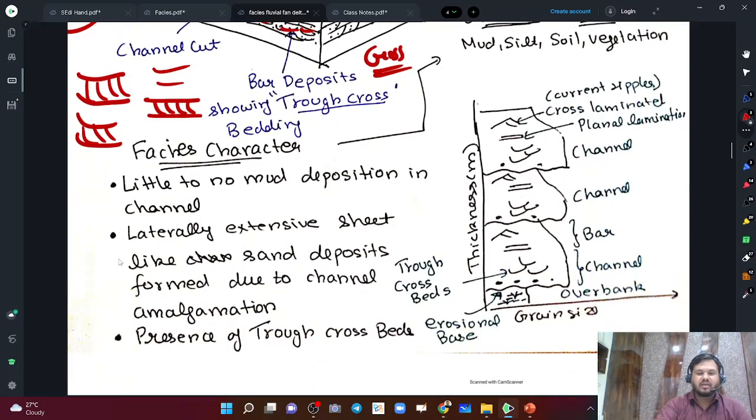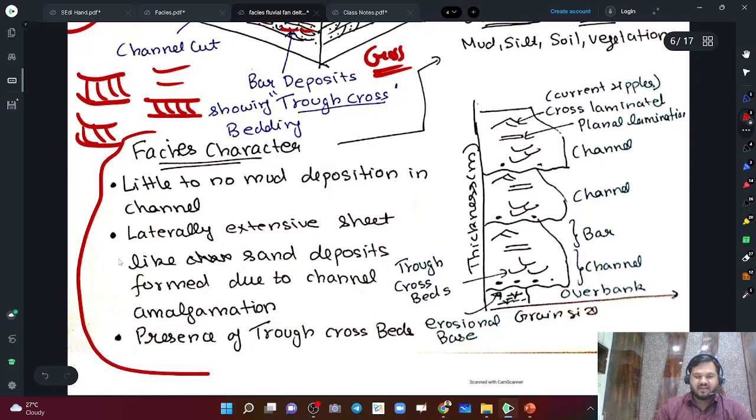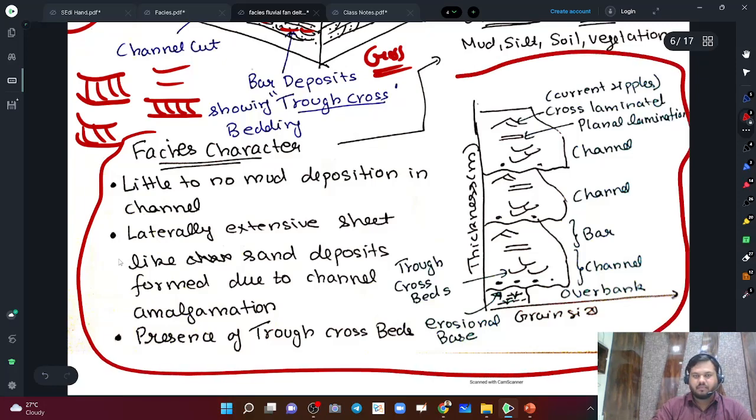And if this is asking you something on facies of meandering river channel, if you are able to write this much now, if you are able to write this much, in this itself you will get 90% marks, right?